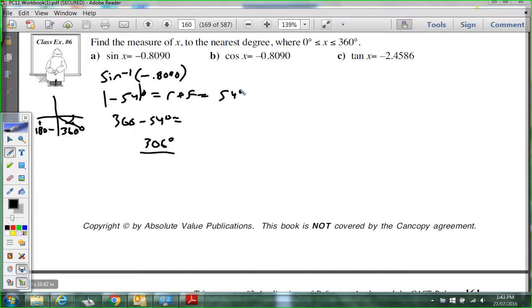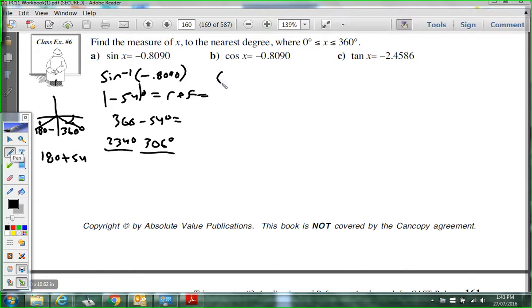Okay, so now we have to figure out in the third quadrant what it would be. So I'd go 180 plus 54, and that would give me 234. So there's your two answers for part A. Okay, I'm just going to erase this little piece here so I have some room.